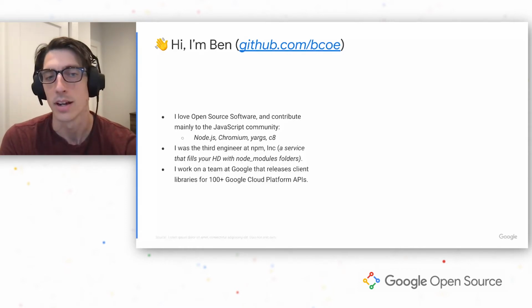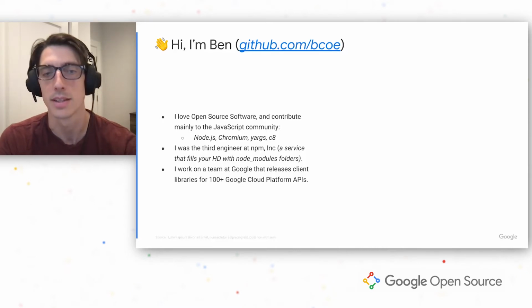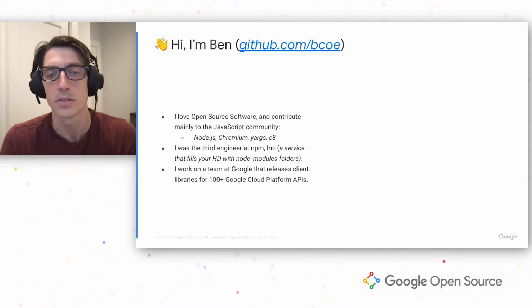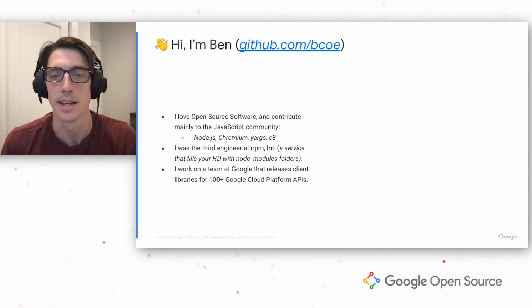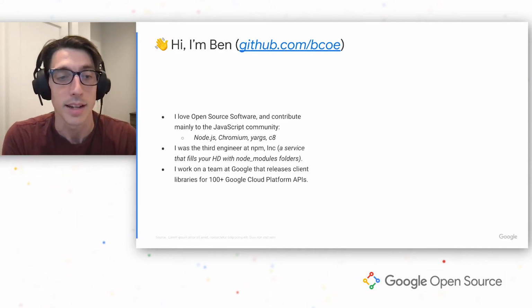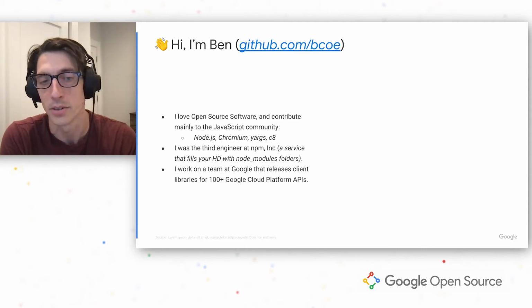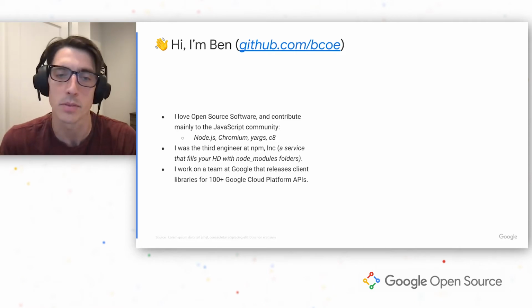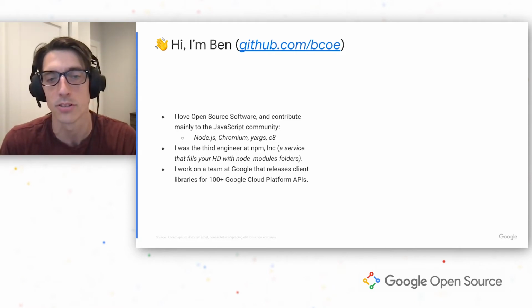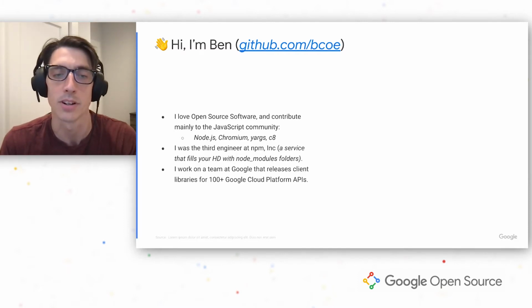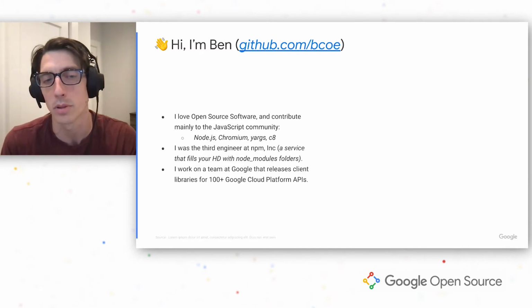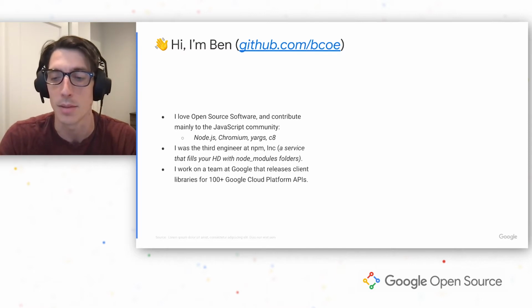I was the third engineer at a company called NPM Incorporated, which is the company that for years supported the NPM JavaScript registry. This is where I really got interested in the releases and in releasing artifacts, and also in open source software, really. I today work on a team at Google that releases client libraries for over 100 Google Cloud Platform APIs. By this I mean APIs like Cloud Storage, our ML APIs, Secret Manager. So these are client libraries so you can build products yourself on top of these APIs.